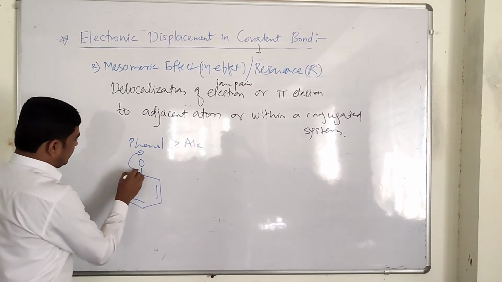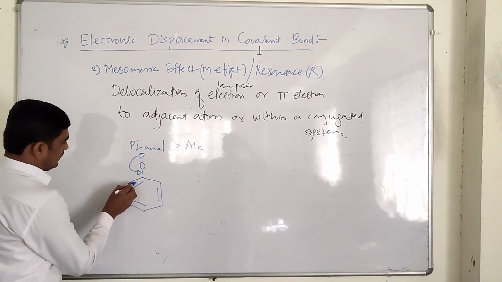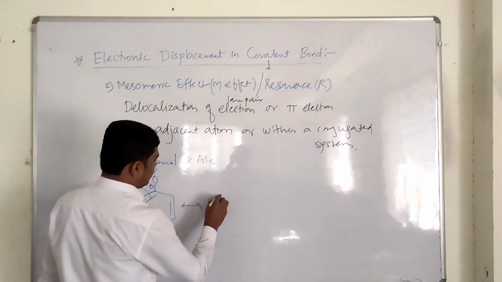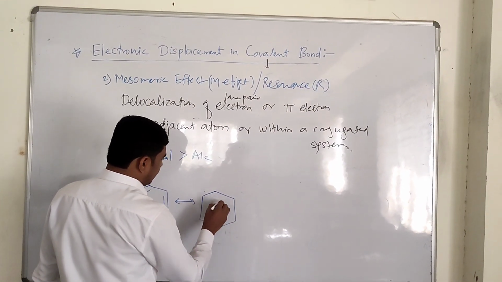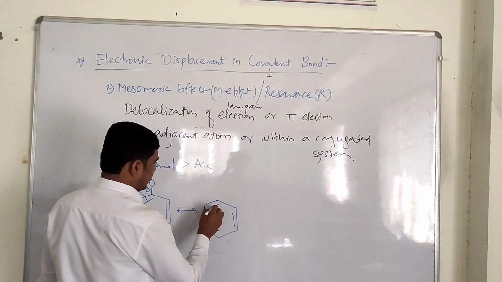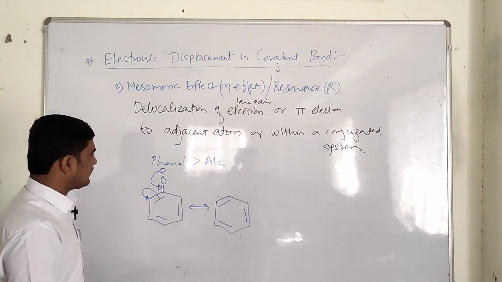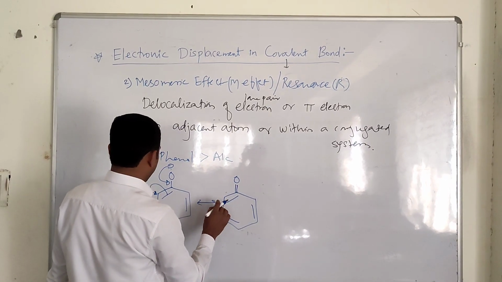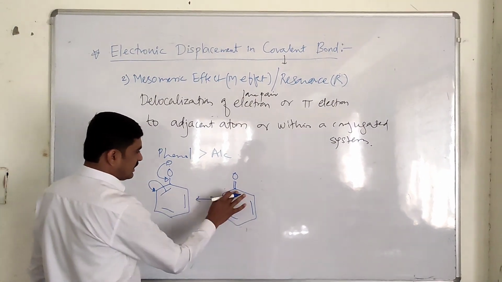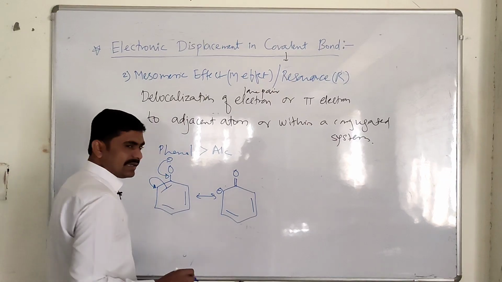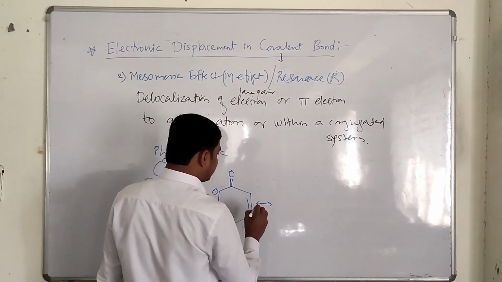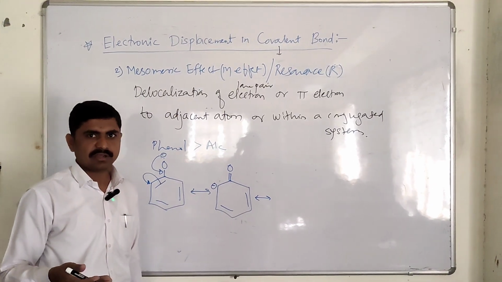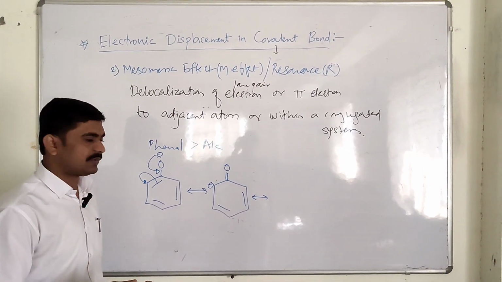How will the resonance take place? This bond shifts here, and again this bond shifts to this position, and we can draw the resonance structure. These different, equivalent structures are known as resonating structures or canonical forms. Next step is C double bond O here. This electron is shifted to this position, therefore there is a negative charge here. In resonance there is a complete transfer of electron, not a partial transfer.